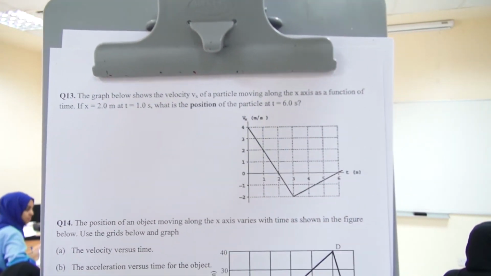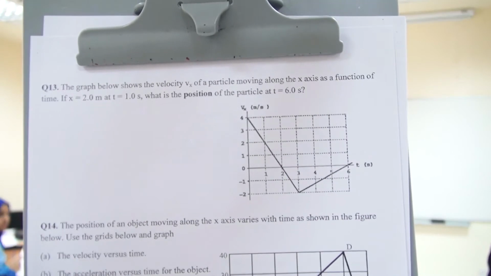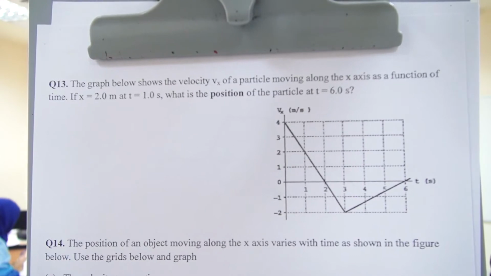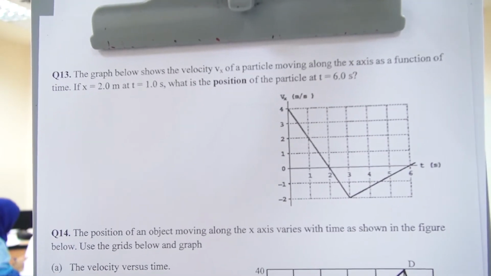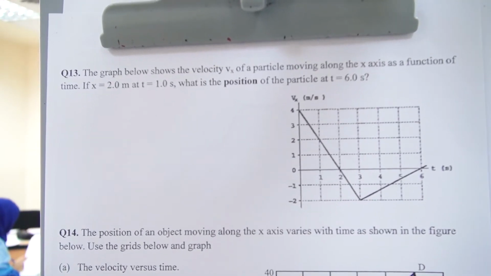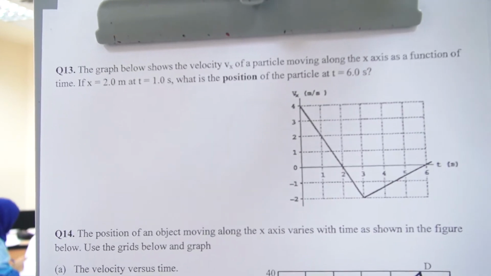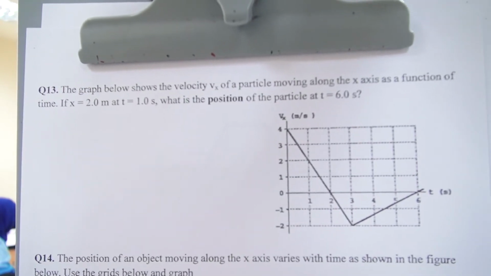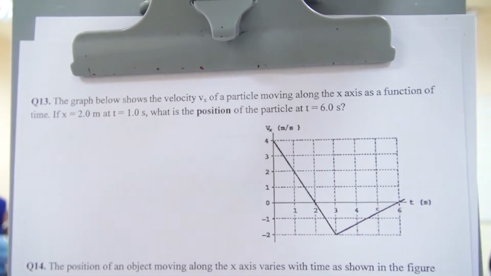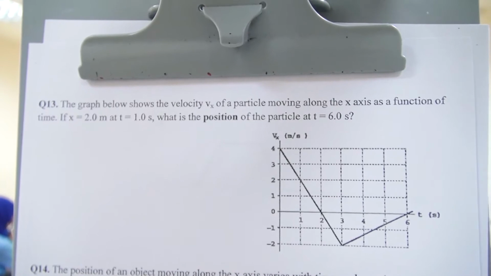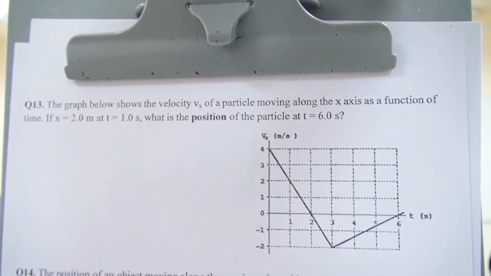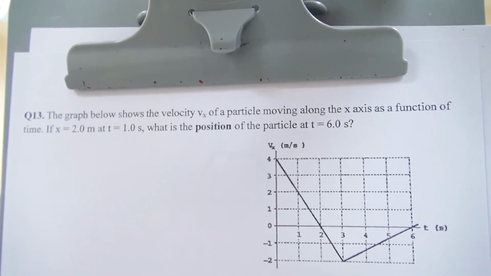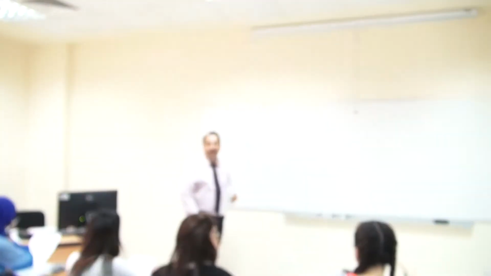The graph below shows the velocity of a particle moving along the x-axis as a function of time. So we have a velocity time graph. If the position x equals 2 meters at t equals 1 second, what is the position of the particle at t equals 6 seconds? All right? So let's do this question now.